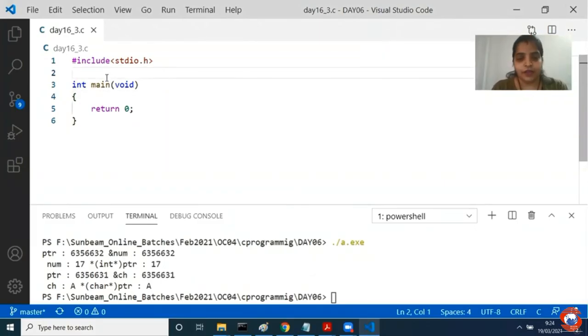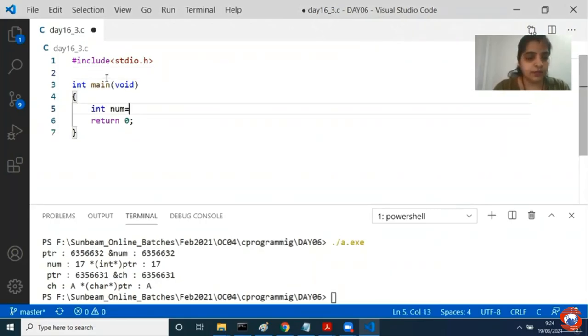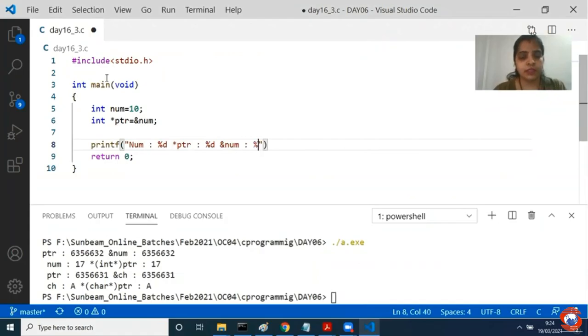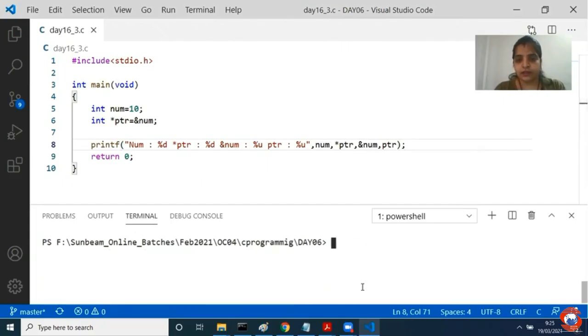Okay, good. Now, let us say I have integer num is equal to 10. I have integer pointer ptr which is holding the address of num. Now, I will write printf num value in %d, pointer ptr in %d, address of num in %u, and ptr in %u. I assume now you must not have any problem with this statement, and you are able to understand this statement very clearly.